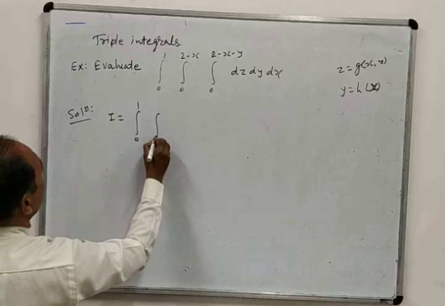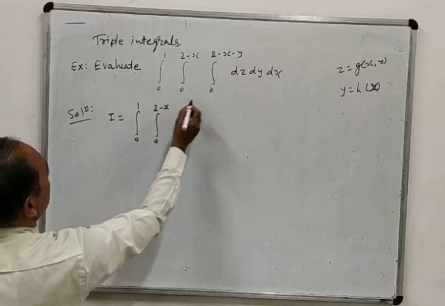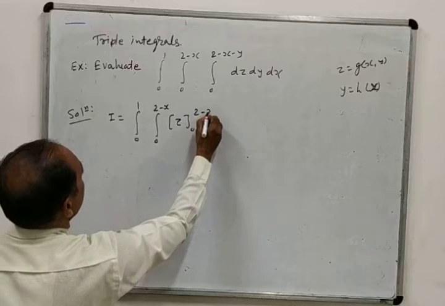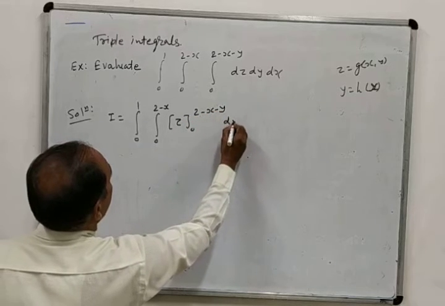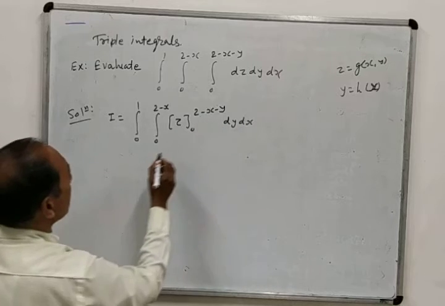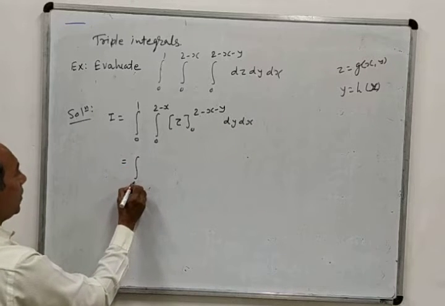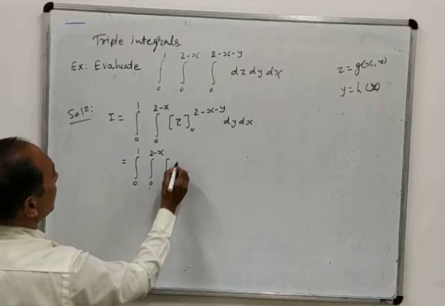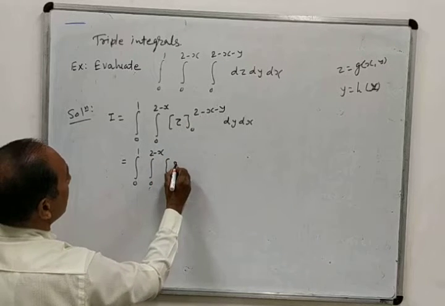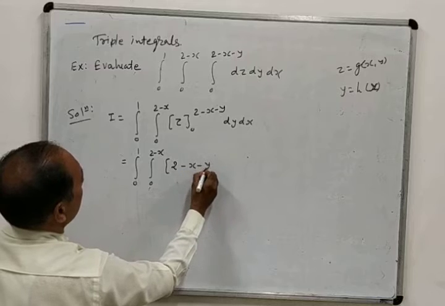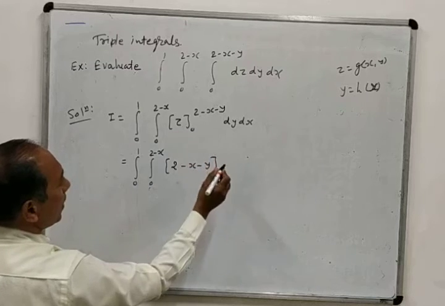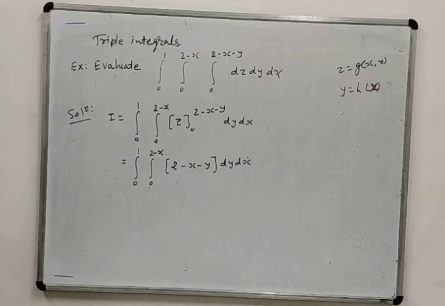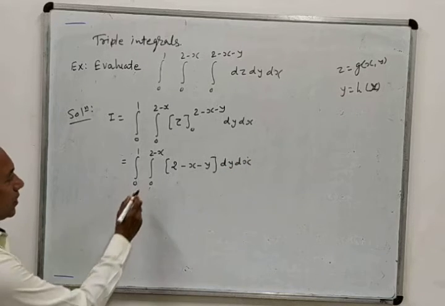Integration 0 to 1, 0 to 2 minus x. There is no function, so the integration is z directly. Here 0 to 2 minus x minus y, dy dx. Don't write dz again. So 0 to 1, 0 to 2 minus x. Now we put the values of z. It is 2 minus x minus y minus 0, dy dx. So now the next integration is with respect to y.